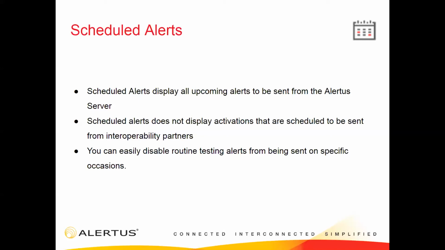So if your organization does have one of those interoperability partners, make sure that you don't have alerts scheduled on both or one that you have not yet checked. That way you are not awoken by a surprise when your predecessor's quarterly test goes off. And finally, through the Alertus server, again, this is only Air Console, you can easily disable the routine testing alerts from being sent by just sliding on or off the trigger.